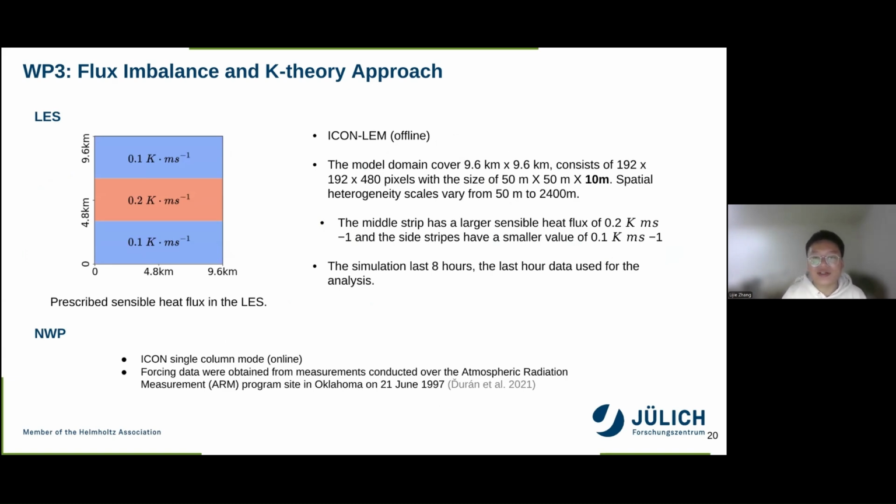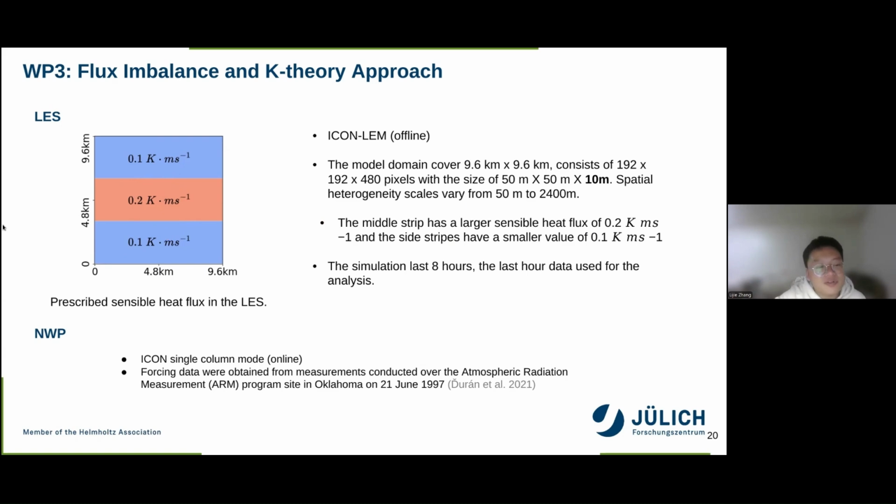In the large eddy simulations, we're still using ICON in offline simulations. Here we prescribed the heat fluxes at the land surfaces. We have a little bit larger heat flux in the middle stripes and lower heat fluxes along the sides. Then it's expected that when you have a larger sensible flux in the middle, the air goes up, and the lower sensible flux goes down and forms the secondary circulations.